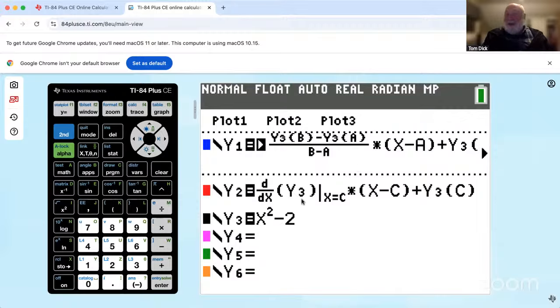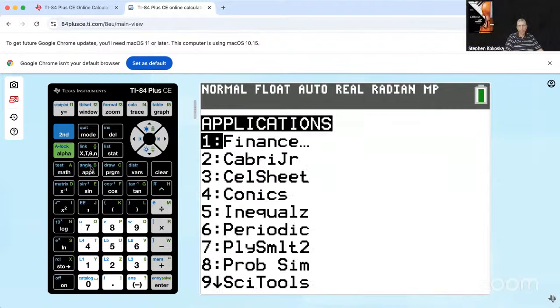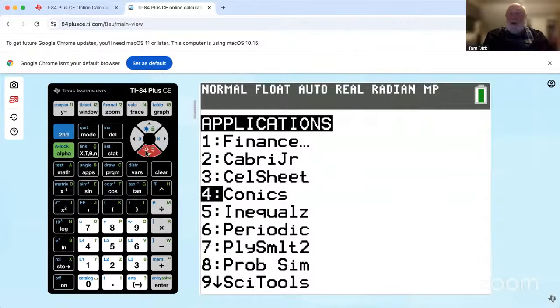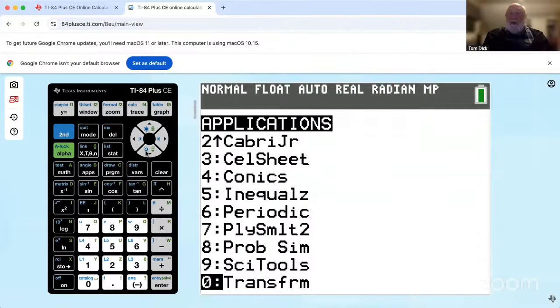And then Y2 is a tangent line equation through the point X equals C, Y3 of C. So you can see there's the slope of Y3 at X equals C, times X minus C, plus Y3 of C. Now, you might wonder why I did this. Well, this now really lends itself to that transform app. If I go to my apps now, scroll all the way down to 0, Transform app.